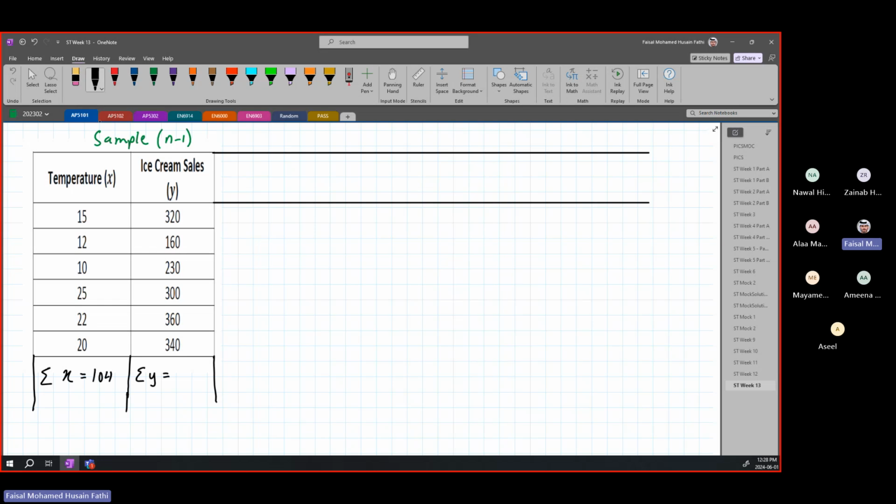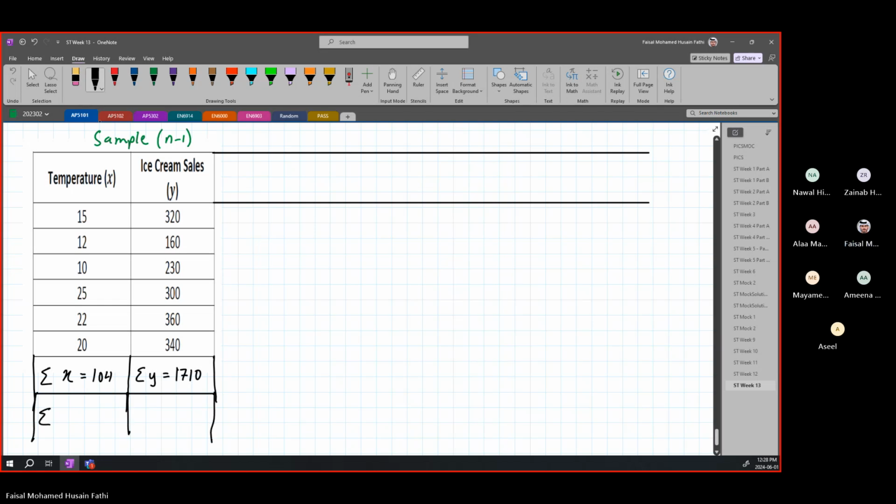If you add 15 plus 12 plus 10 plus 25 plus 22 plus 20, you get 104. Ice cream sales, when you add them all up, you get 1,710. Why are we finding this? So we can find our average, x bar and y bar.